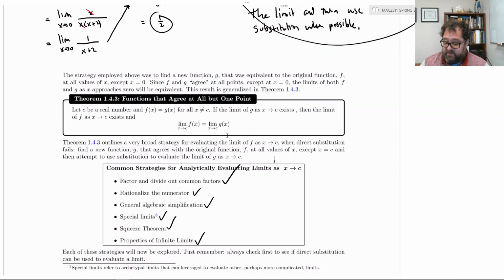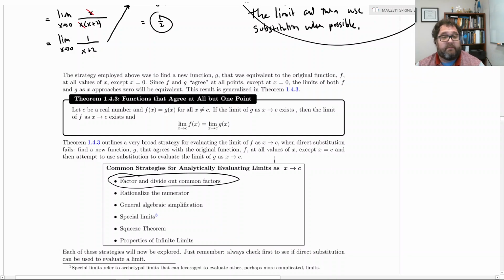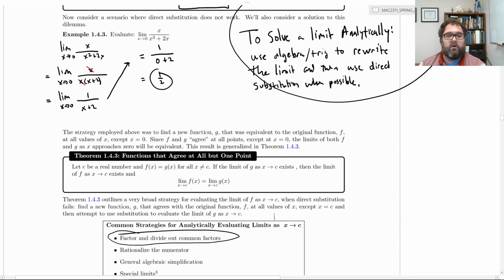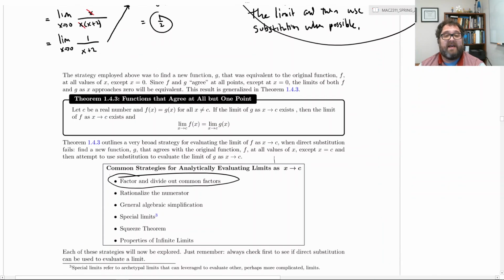So in the next video, what we're going to do is talk about this first method, which is the factor and divide out common factors method. So basically, more examples of what we did in the previous example, which was example 1.43. We're going to do a bunch of those, except they're going to be harder. Maybe take a little more brain power with factoring and such. Okay, and then we'll just work our way through that list for the next handful of videos. All right, I'll catch you then.